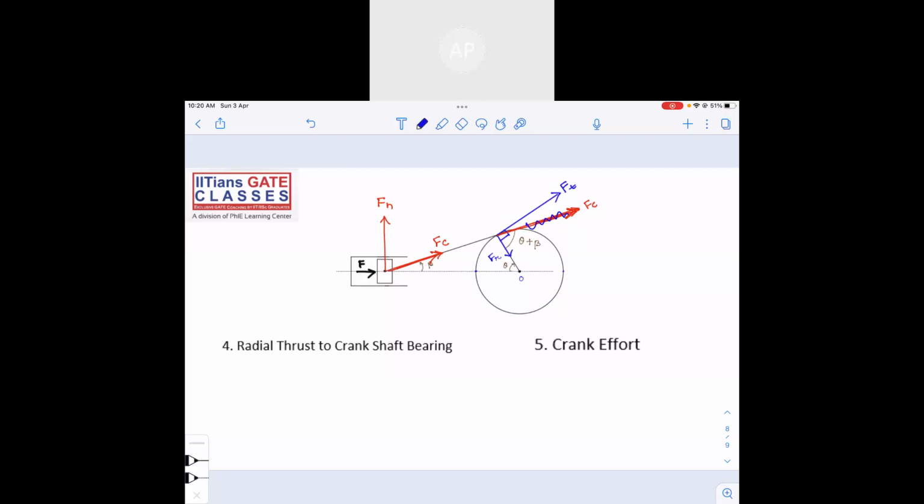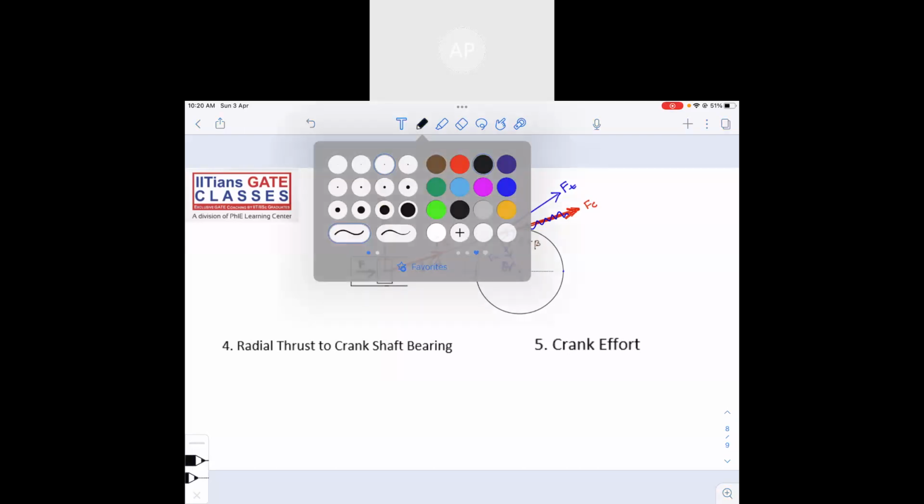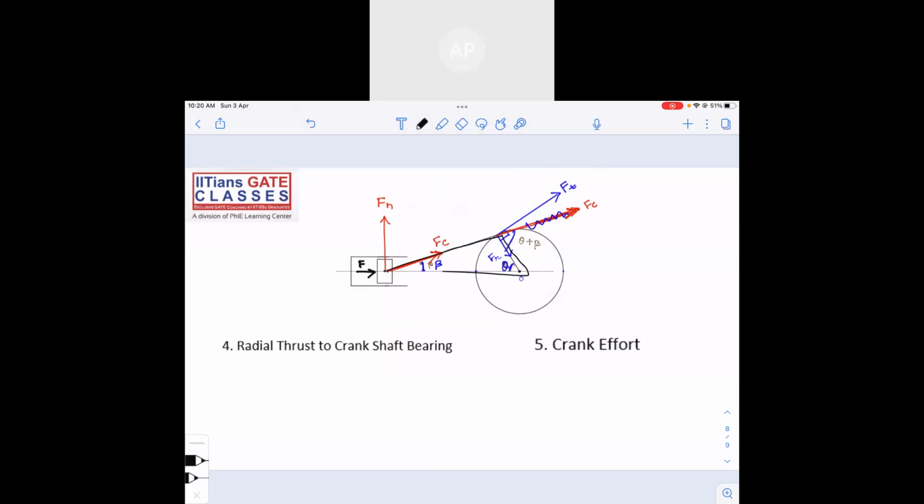Now see, what is this angle? This angle is beta. This angle is theta. The exterior angle of a triangle is equal to the sum of the opposite interior angles. So this angle is theta plus beta.